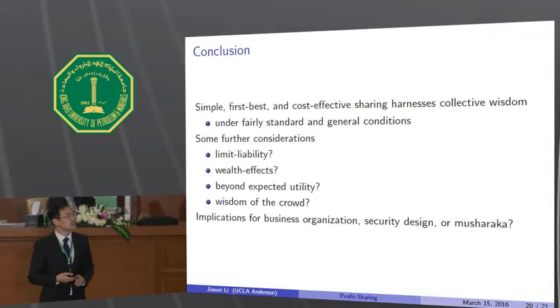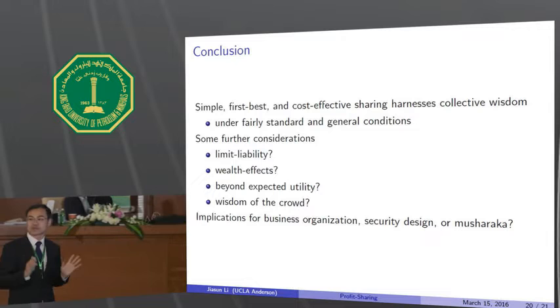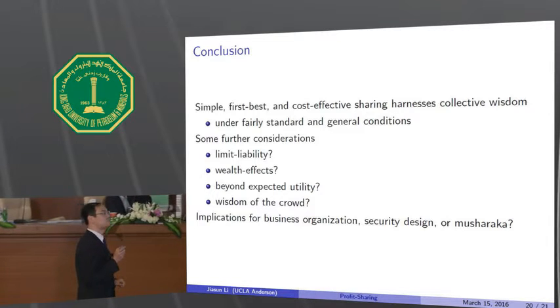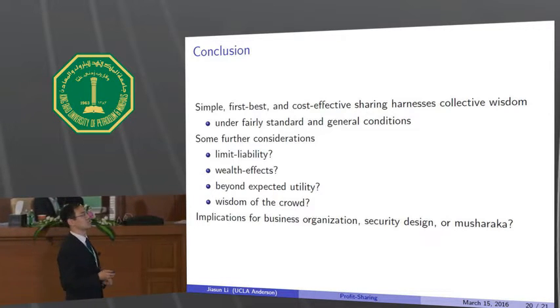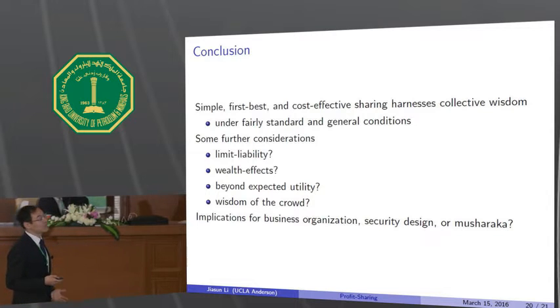So the conclusion is that under the setup that I have so far, some simple profit sharing rule can actually achieve first best effect in terms of harnessing the collective wisdom of all its signing parties. And of course, there are a lot of caveats, right?